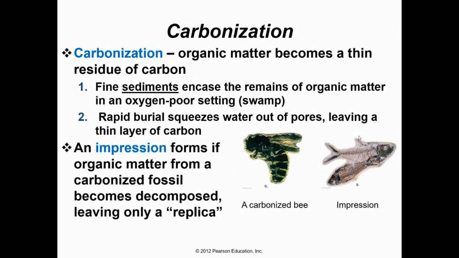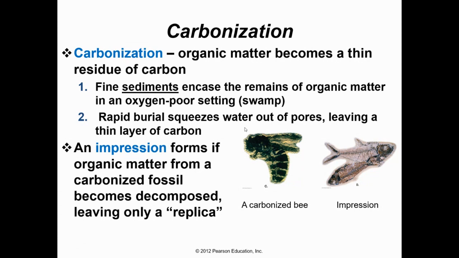Okay. Carbonization isn't as common, but this is the one example where organic material does actually remain. So what happens during carbonization is that something carbon-based that dies, like a bee, gets quickly encased in very fine sediments, okay? Another key thing about carbonization is that typically you see this occur in swamp environments, which are already oxygen deficient, okay? So that's a plus.